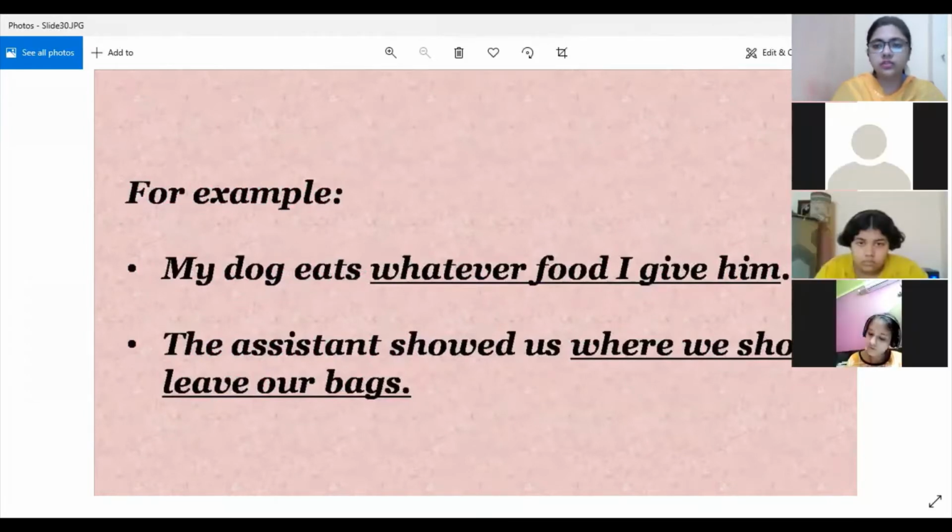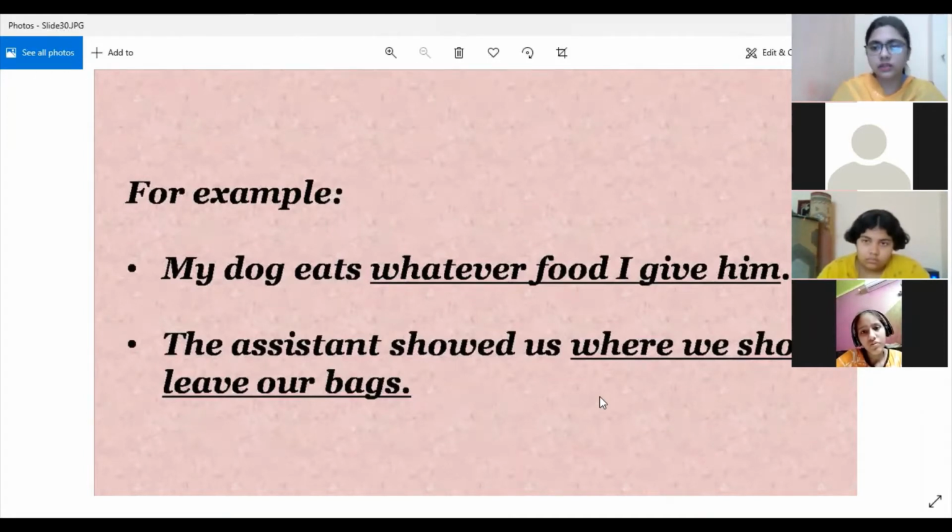You should not get confused by a word like where, because where denotes place, isn't it? So you might misunderstand it as an adverb clause of place, but you will be wrong. You will be mistaken. Why? Because you have to look at the function first. The assistant showed us. What did the assistant show?